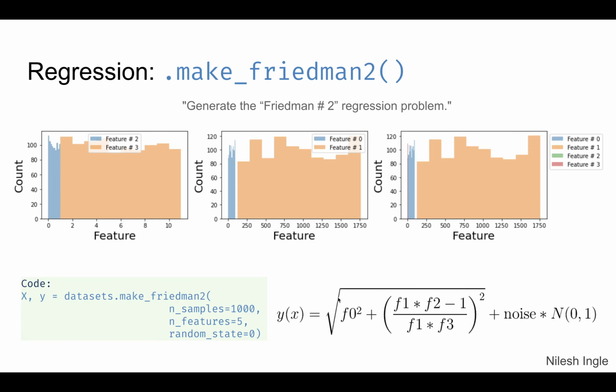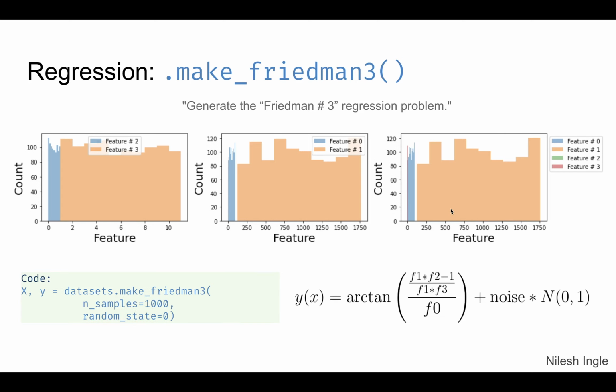And in Friedman 2, the equation used to generate the data changes, and we get these kind of blocks. So features 0 and 1 are from this range to here, and they are kind of stacked horizontally. So we have 0 to 1 is feature 2, then 1 to 11 looks like it's feature 3, and then from there onwards this is feature 0, and after that there's feature 1. So if you plot all of these together, this is how the plot looks, and it's more or less a uniform distribution there.